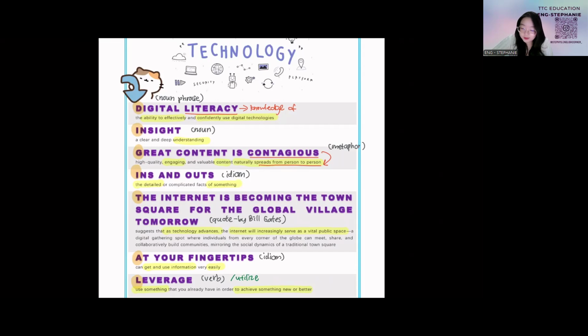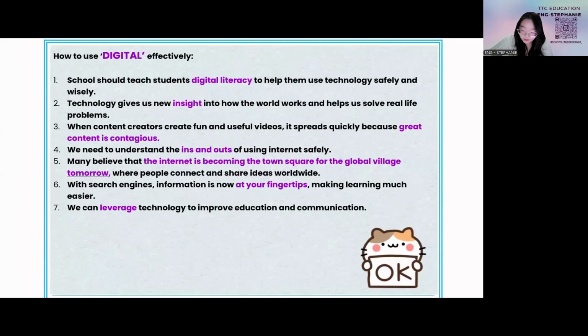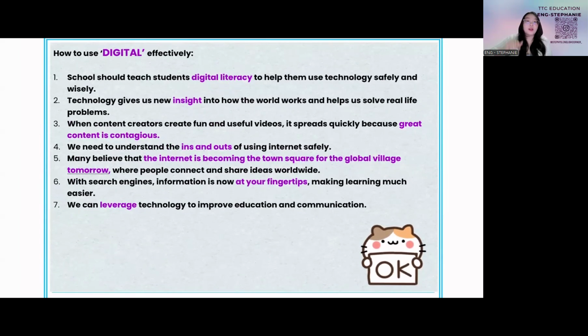Let's go. For the next page, these are the sample sentences that I've prepped for you, on how to use "digital" effectively. This can be part of your essay writing. I intentionally provide sample sentences that you may incorporate directly into your essay, in a very general form. For example, the first word, "digital literacy," means the knowledge about the digital. Schools should teach students digital literacy to help them use technology safely and wisely.